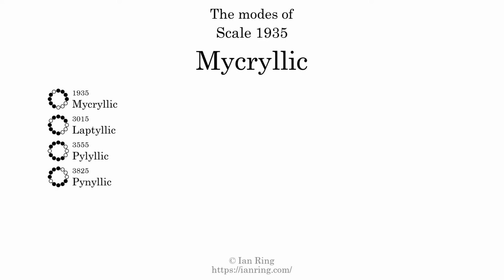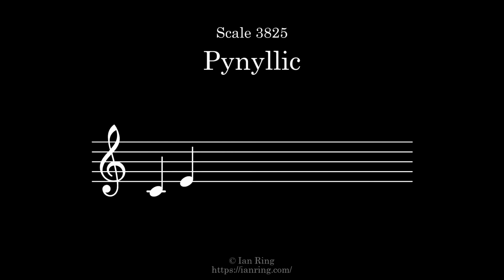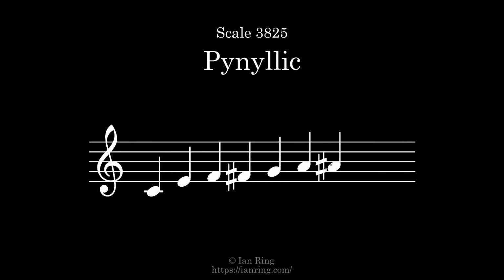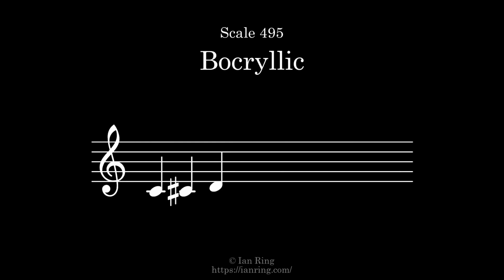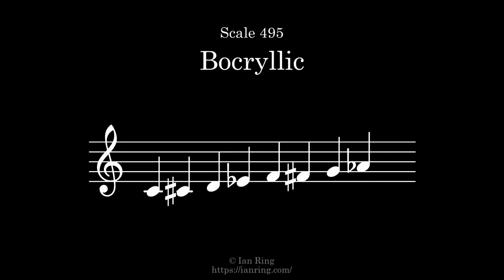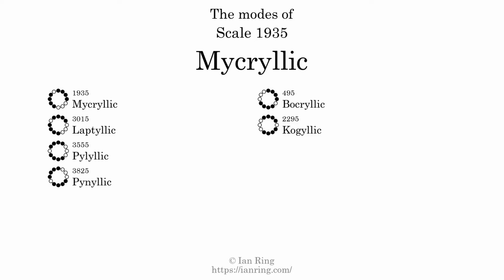The fourth mode is scale 3825, also known as pianilic. It sounds like this. The fifth mode is scale 495, also known as Mycryllic. It sounds like this. The sixth mode is scale 2295, also known as Quotient. It sounds like this.